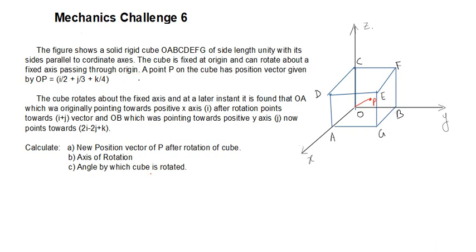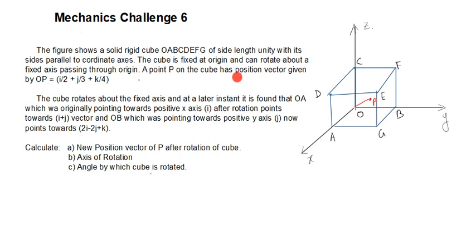As you can see here, the cube is fixed at origin and it can rotate about an axis which is passing through origin. So there is an axis about which this cube can do fixed axis rotation. The direction of that physical axis has not been shown in this figure.